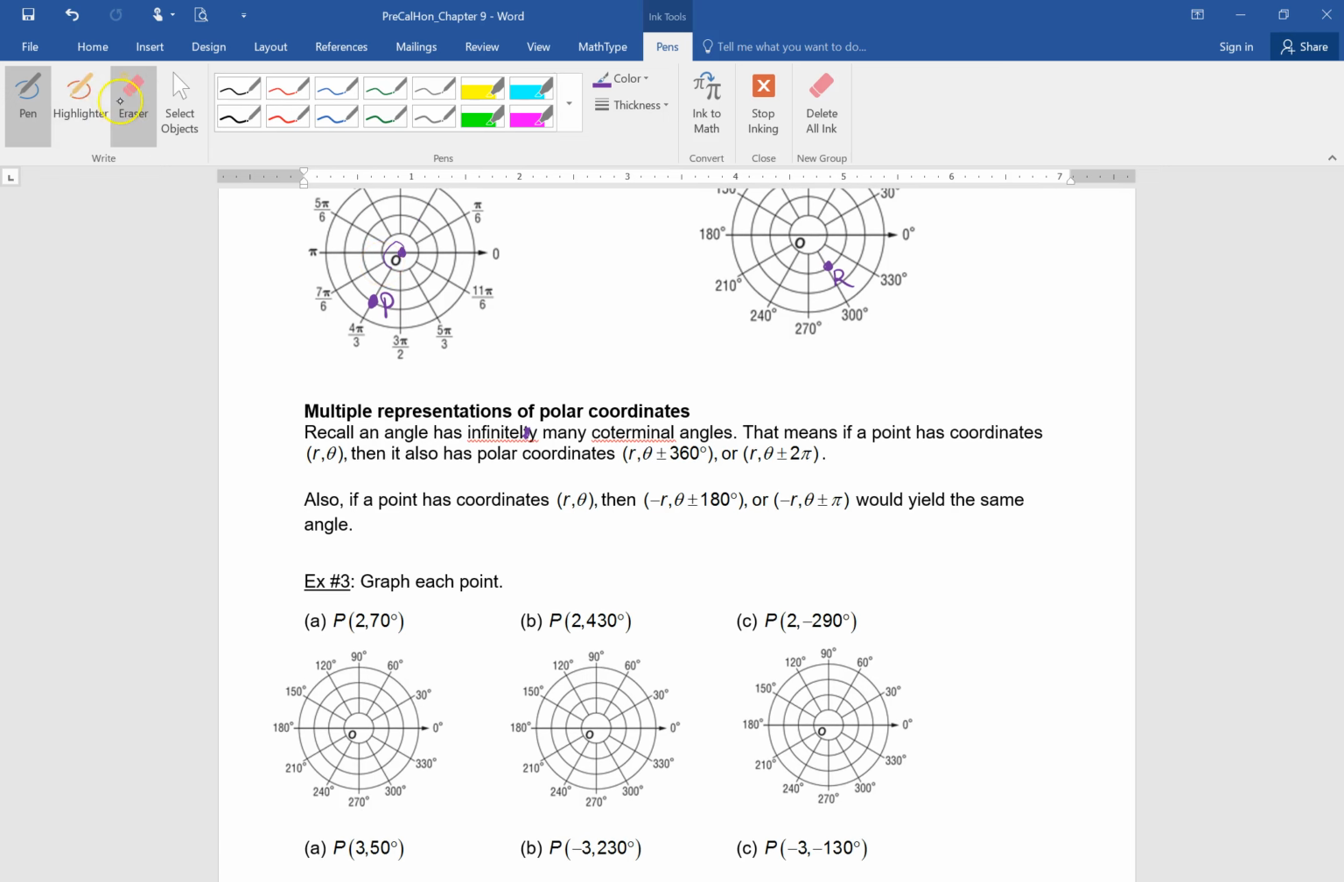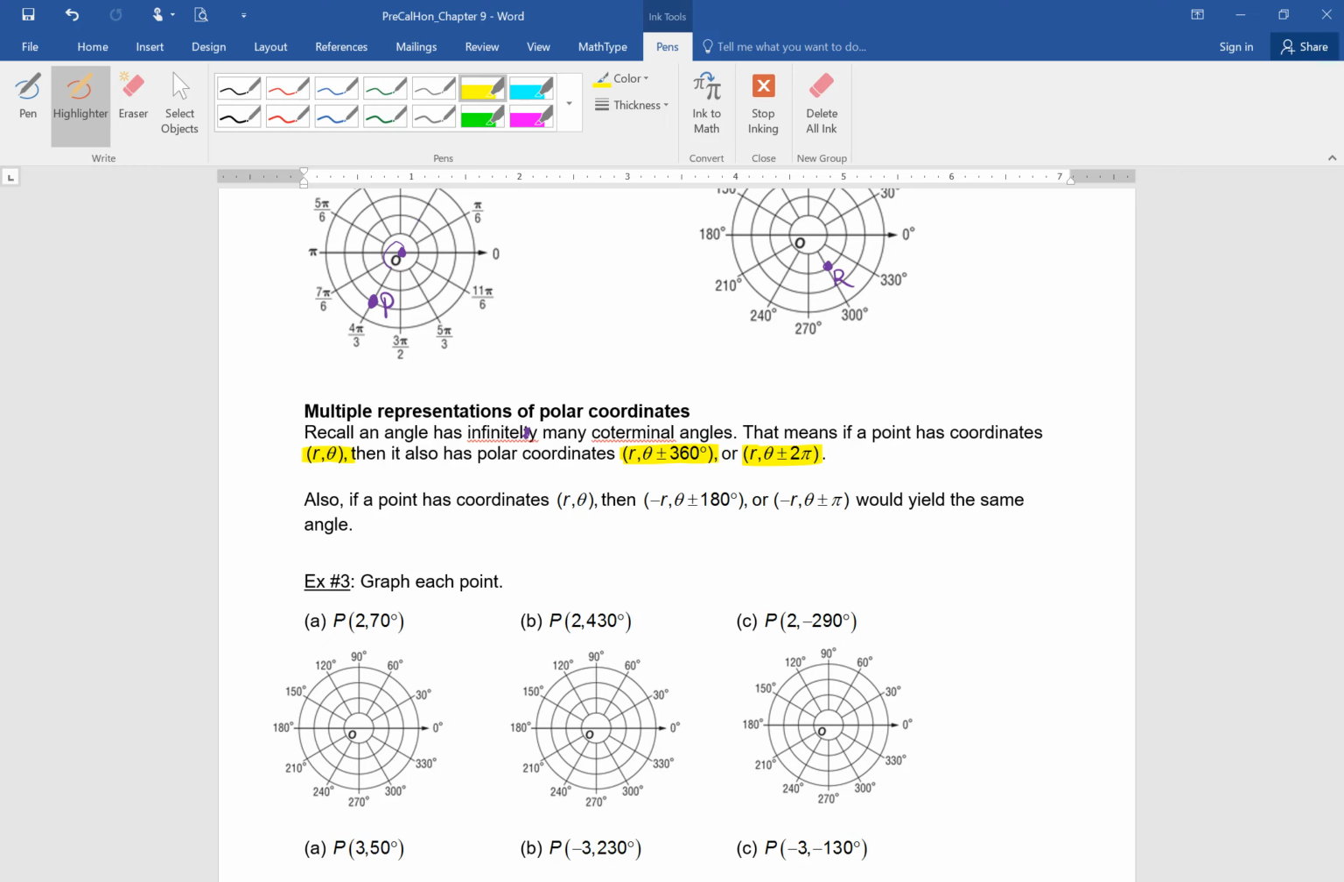So in polar coordinates, that holds. If a point has coordinates r, theta, then you could keep adding 360 to the theta and you just get the same point. Or you could keep adding or subtracting 2 pi and you get the same point.